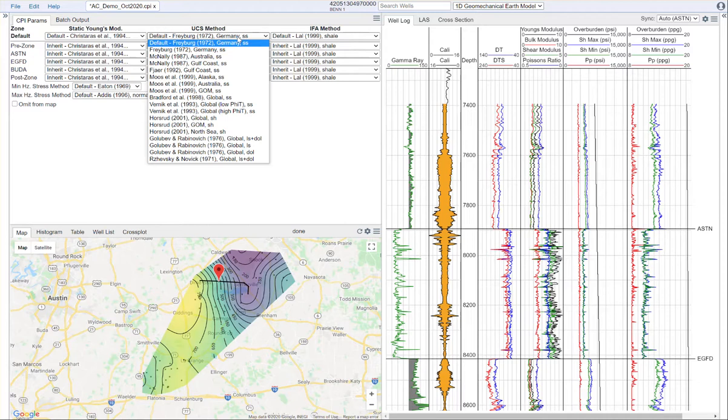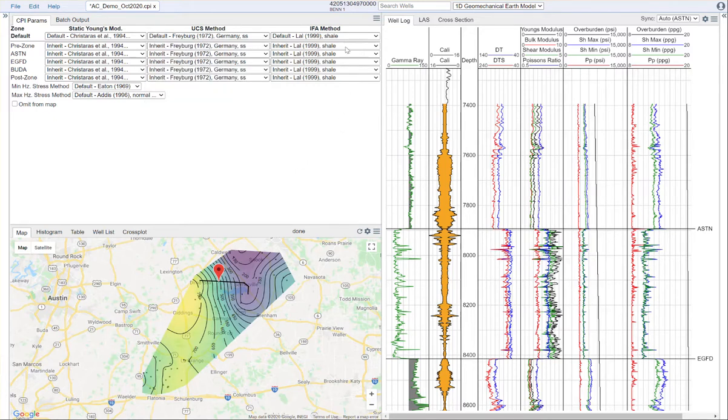For these, most of the time, there is both a location and a lithology that is set along with the method. For example, we have Freiburg, his 1972 study done in the Turing Basin in Germany, and that was focused on sandstones. We have McNally, 1987, and he was focused on sandstones in Australia and sandstones in the Gulf Coast. There are a number of these. There are a few of them that are global. These are researchers that looked at global data sets, such as Bradford and Wernick et al. There are also a few methods that are focused on shales, such as Hosrud's study, and a few that are focused on limestones and dolomites, such as Golubev and Rabinovich, and Rzewski and Novick. So these are highly lithology dependent. Once again, I strongly encourage you to take care when setting these and understand the limitations on these methodologies.